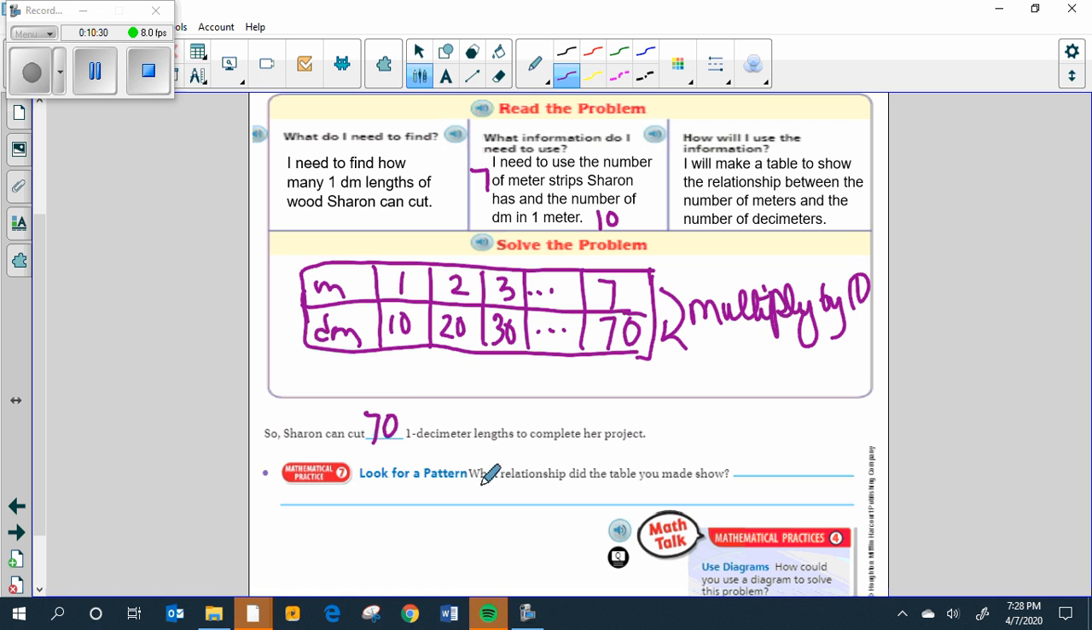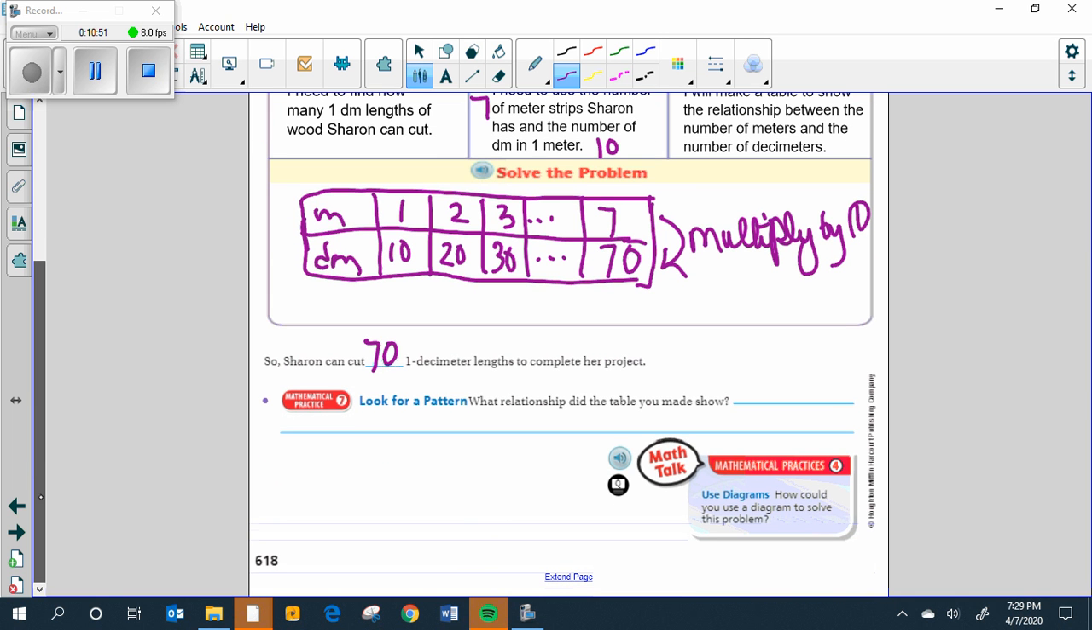Look for a pattern. What relationship did the table you made show? Well, it showed the relationship between meters and decimeters. And 1 meter equals 10 decimeters. Use diagrams. How could you use a diagram to solve this problem? Pause the video to think.